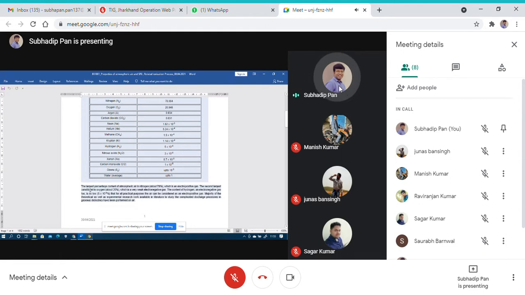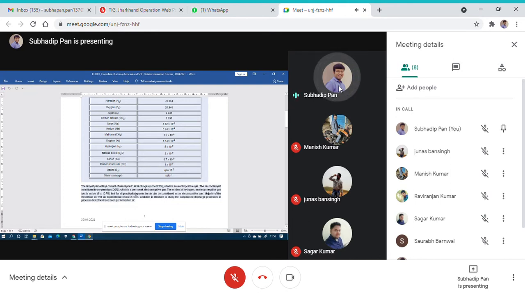The second largest constituent available in our atmosphere is oxygen. Dry air has 20% oxygen, which is a very weakly electronegative gas. So oxygen is electronegative. As we have known, N2 is an electropositive gas and O2 is an electronegative gas. Now we will go towards hydrogen. Hydrogen is also an electronegative gas, and its content is very low, 5 into 10 to the power minus 5.